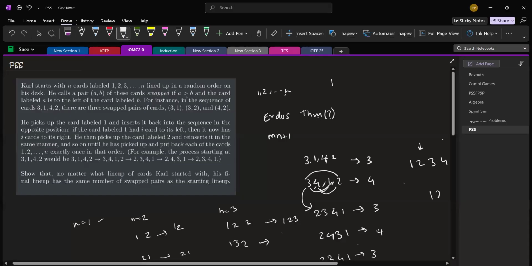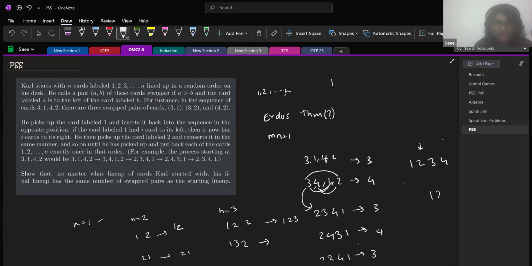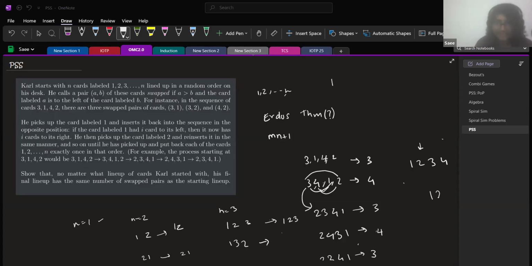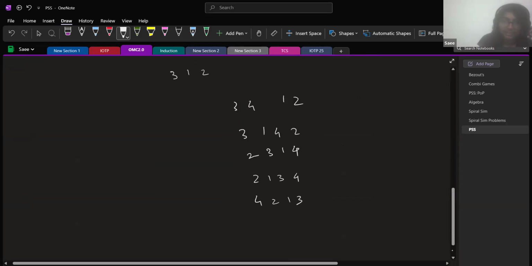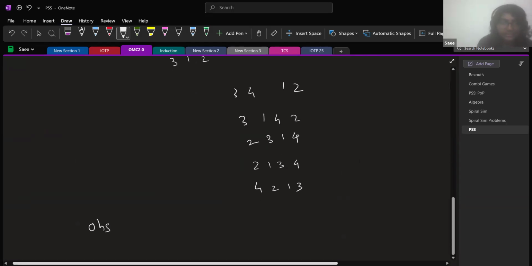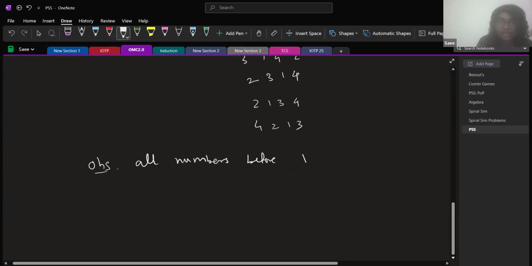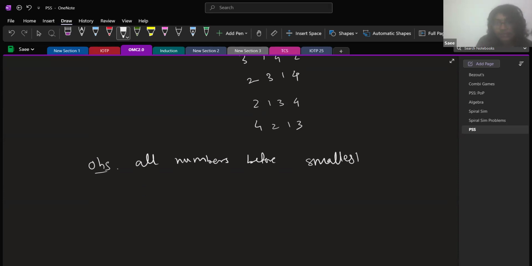Is it right in saying, all the numbers before the one will be an inversion, because that number and the one? Yes, exactly. That's a great observation. So, observation: all numbers before the one will contribute to an inversion with one, and for n it will be in reverse, I guess. Exactly. Amazing. All numbers before one. And I don't want to say one, I'll say all numbers before the smallest number in the sequence, right?